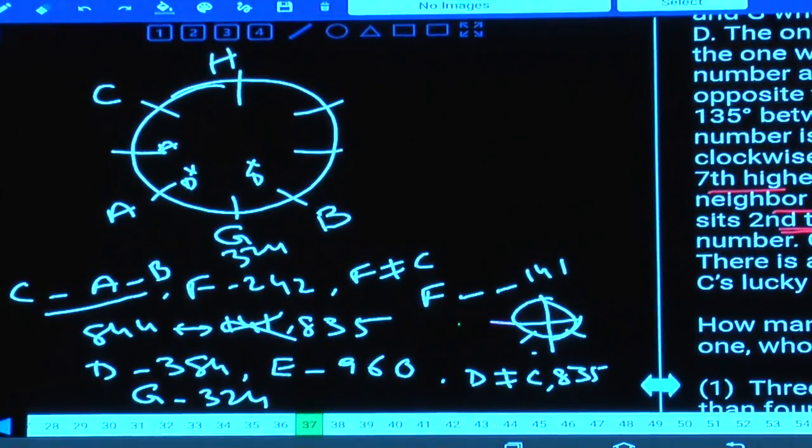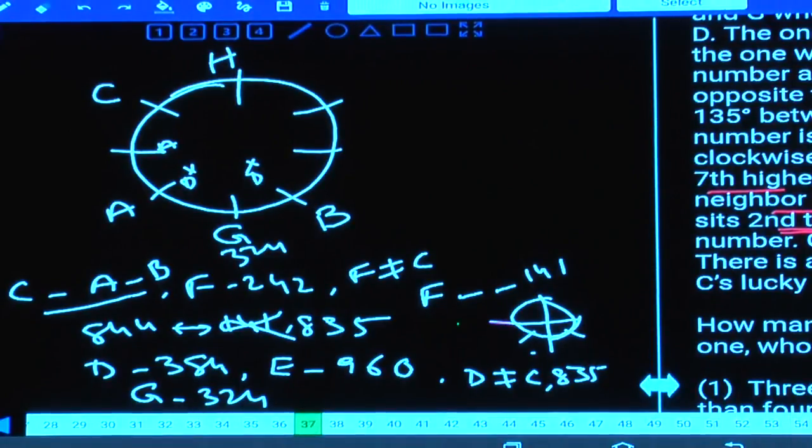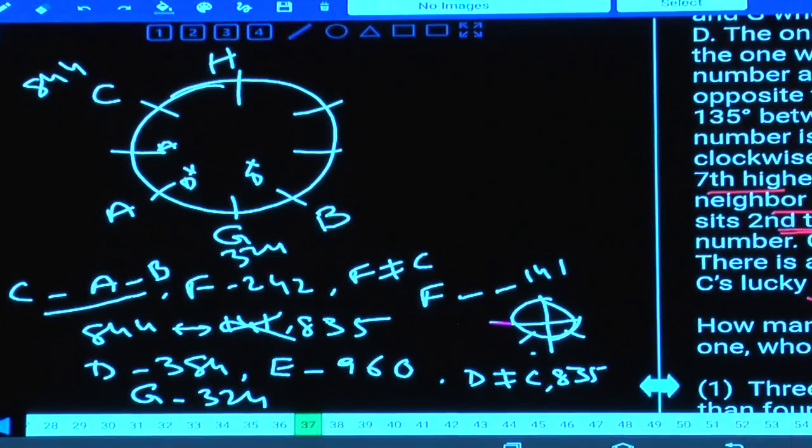G's lucky number is a perfect square, there is an angle of 90 degrees between A and B, we have taken that one, and C's lucky number is 7th lowest. First lowest, second lowest, third lowest, and so on. Hence, what is the number value of this one? 844. Are you following this or not? Starting from lowest, you should check out 7th lowest. Then if this is 844 and 835 are opposite to each other, 835 will be here.